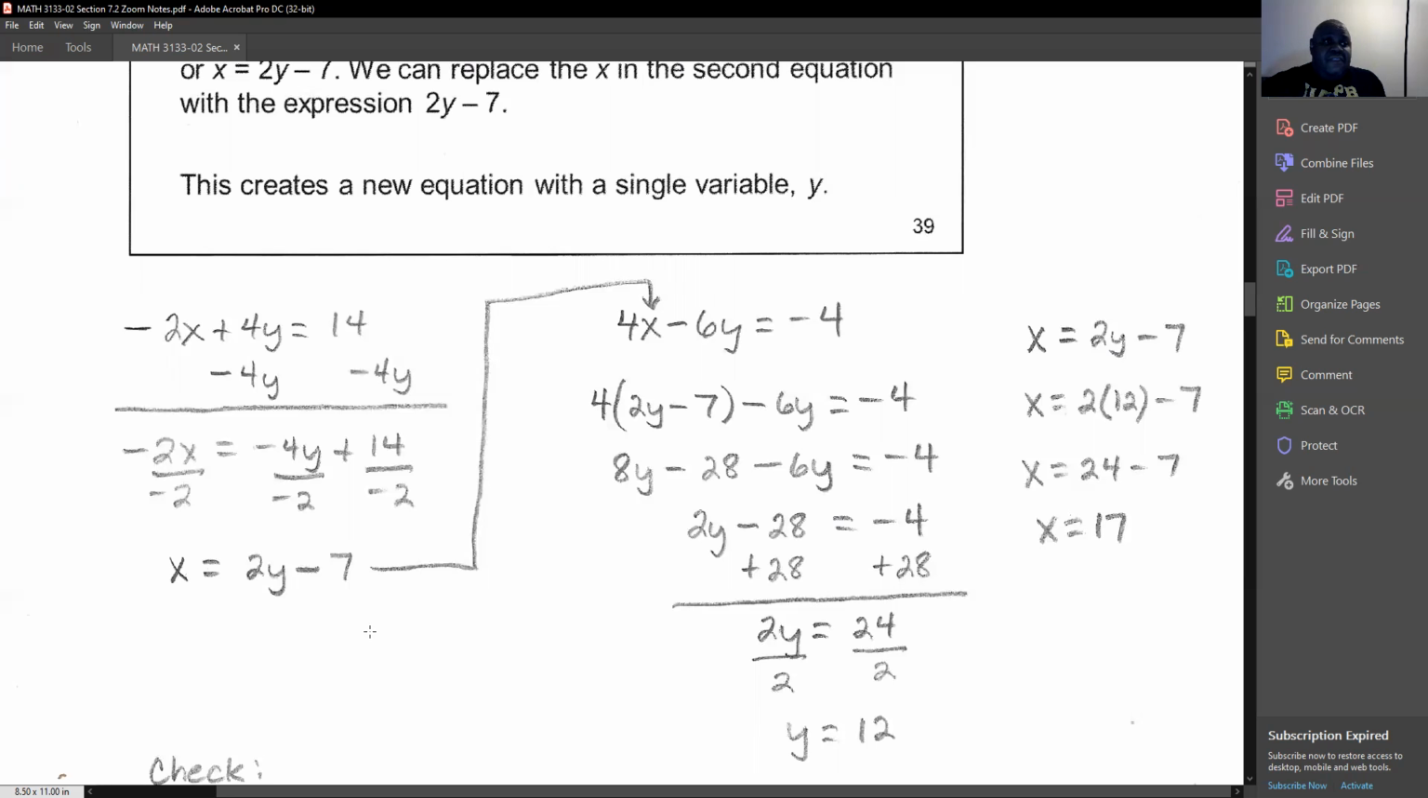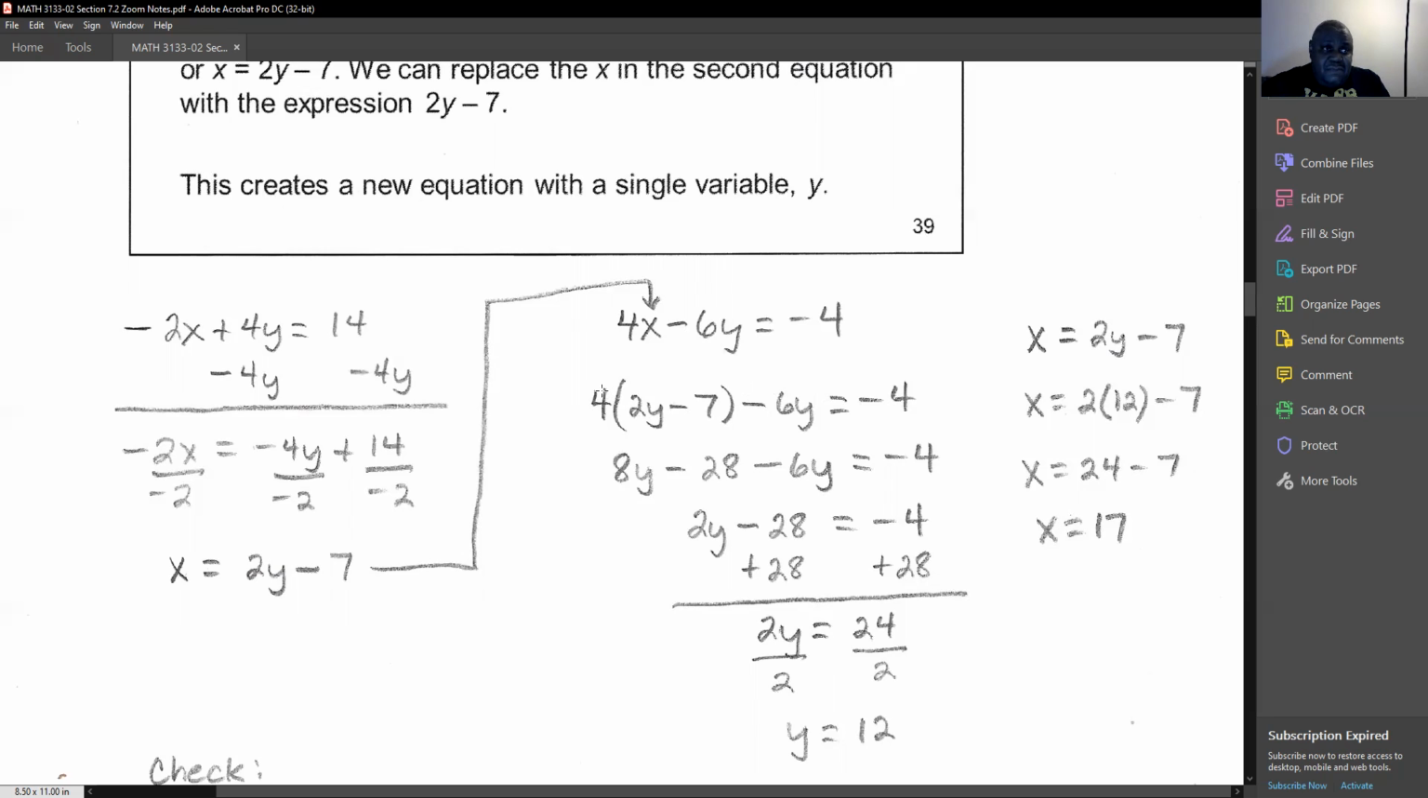Now here is where the substitution comes in. The other equation that I have is 4x minus 6y is equal to negative 4. So here's what I did. I took x equal to 2y minus 7 and substituted it for x in that second equation. That way I will have an equation in one variable. Substituting the x with 2y minus 7, you get 4 times the quantity 2y minus 7, minus 6y, is equal to negative 4.